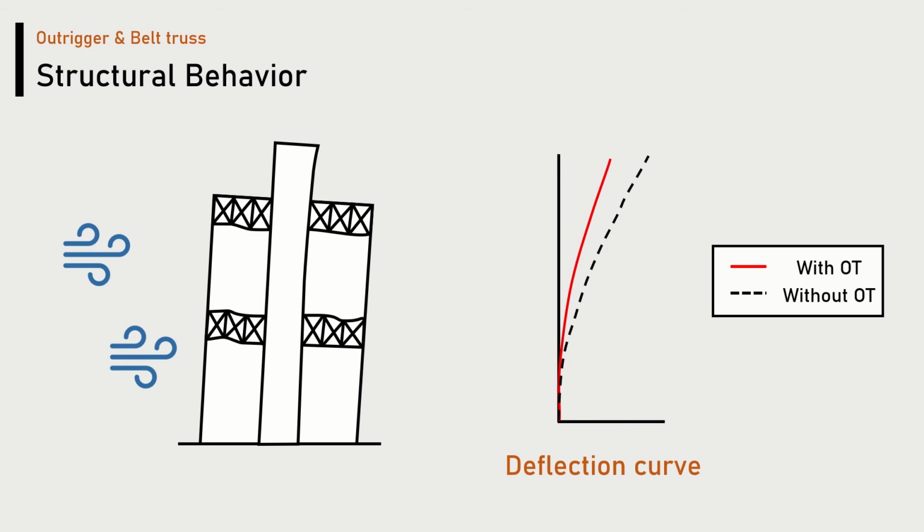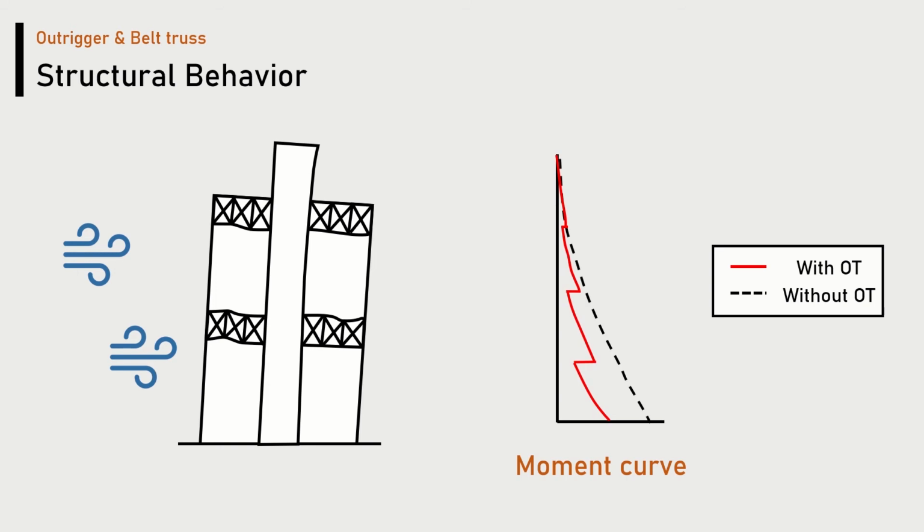This is the deflection curve. The red line indicates the deflection of the structure with outrigger, and the dotted line indicates without outrigger. You can see that horizontal deflection reduces when the outrigger is installed. Also, the moment reduces. So, outrigger systems increase the flexural stiffness of the structure. They do not affect the flexure that the core bears entirely.